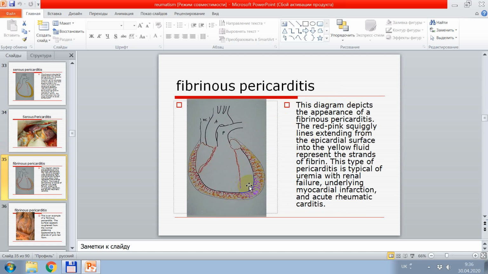Fibrinous pericarditis. This diagram depicts the appearance of fibrinous pericarditis. The red-pink squiggly lines extending from the epicardial surface into the yellow fluid represent the strands of fibrin. This type of pericarditis is typical of uremia with renal failure, underlying myocardial infarction, and acute rheumatic carditis.